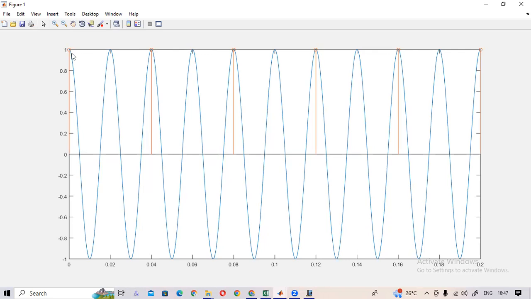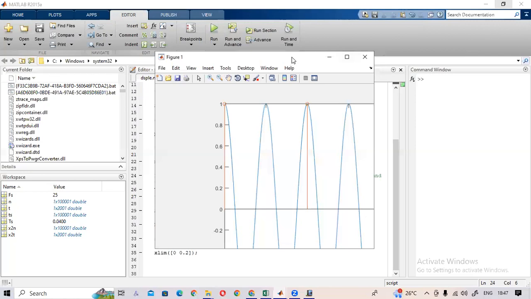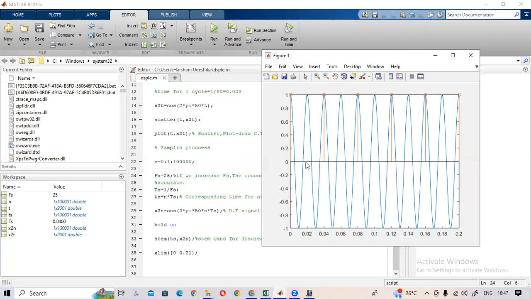Zero sample, first sample, second, third, fourth, fifth sample. Okay, so we get the samples like this. We get one sample and we get another sample like this. Now if I ask you to draw this signal, you should be able to draw it. So what you have to do, that is how you draw it.